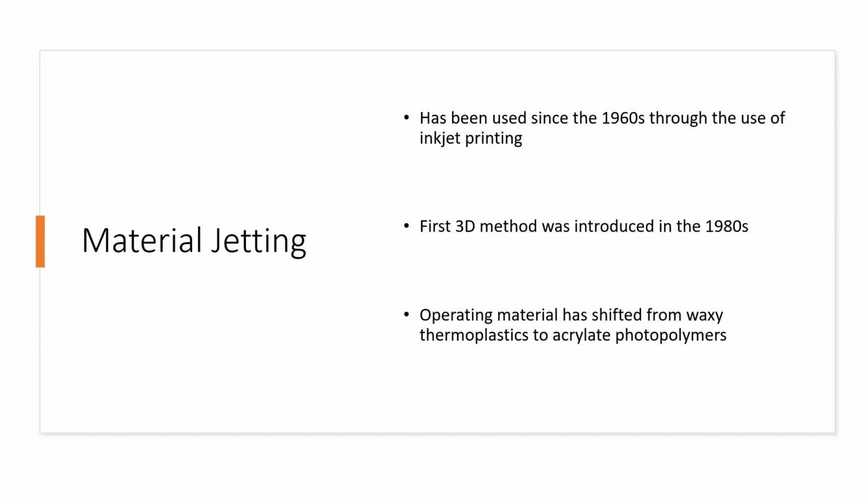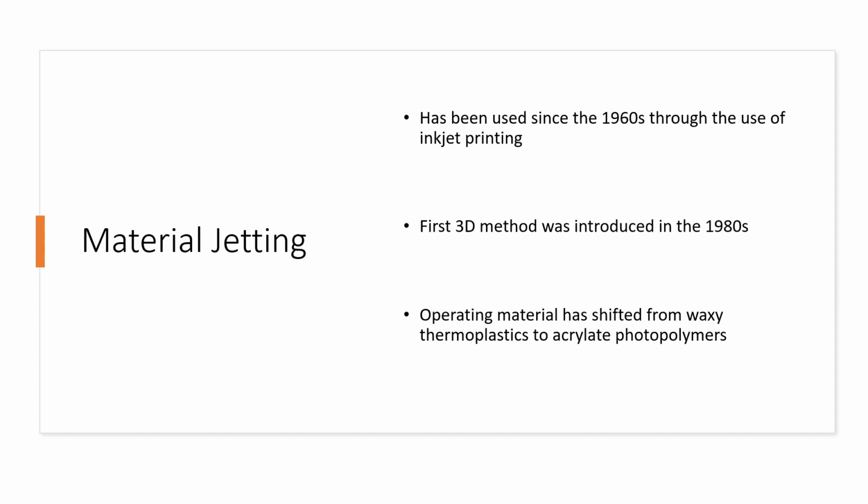On the subject of material jetting, it can trace its roots to the 1960s through inkjet printing, which is still common today. Three-dimensionally, this method was first introduced in the 1980s through the development of ballistic particle manufacturing, where a flow of a material is ejected through a small orifice and placed on a surface using a mechanism like an inkjet. The first models to print in 3D used heated, waxy thermoplastics.